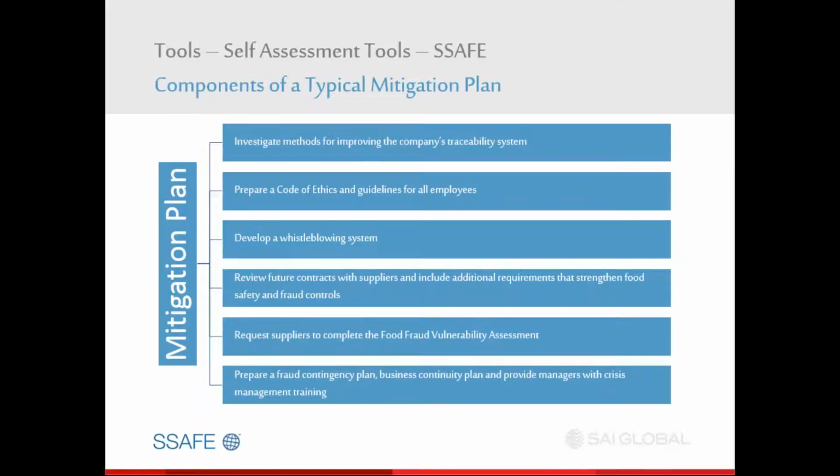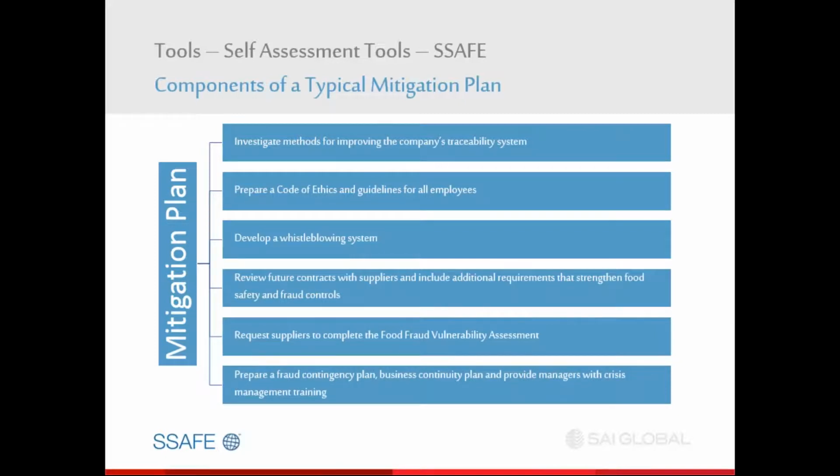Mitigation plan. You have your mitigation plan. Investigate methods for improving the company's traceability system. Prepare a code of ethics and guidelines. You need to have a whistleblowing system so people are not afraid if they see something on the production floor, or if they're out and about and they see something, not afraid to raise their hand and say, hey, there's a problem. So you need to have that system in place to protect those employees.